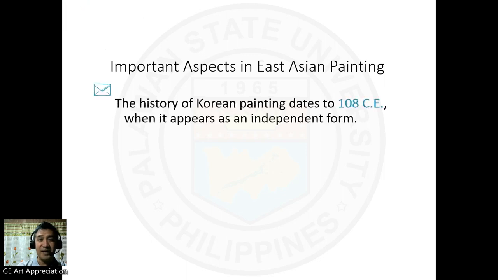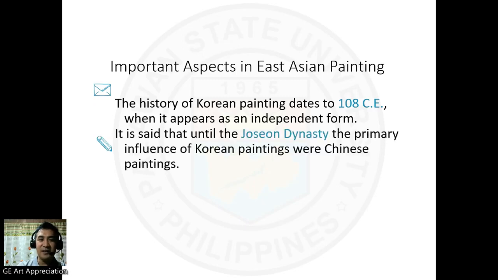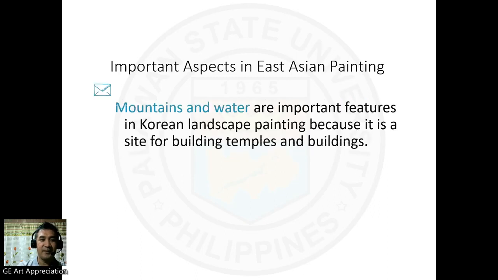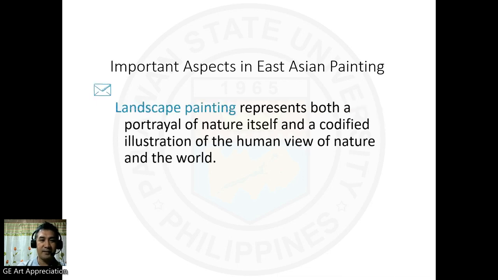Again, another important aspect in East Asian painting. The history of Korean painting dates to 108 CE when it appears as an independent form. It is said that until the Joseon dynasty, the primary influence of Korean paintings were Chinese paintings. Mountains and water are important features in Korean landscape painting because it is a site for building temples and buildings. Landscape painting represents both a portrayal of nature itself and codified illustration of the human view of nature and the world.